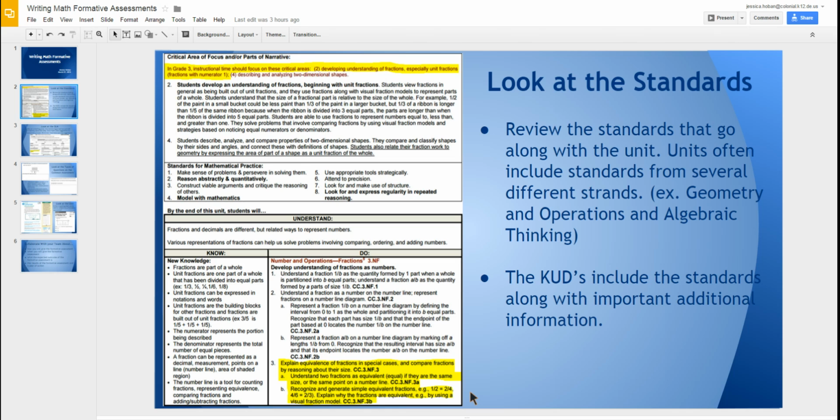So for me, as a math teacher, I know that number line is a very, very important concept for students to understand. And I also know that it's one of our newer skills when we adopted the Common Core State Standards. So for me, I'm going to focus on understanding two fractions as equivalent if they are the same size or the same point on a number line. So I'm going to create my formative assessment. I chose the standard I want to focus on.